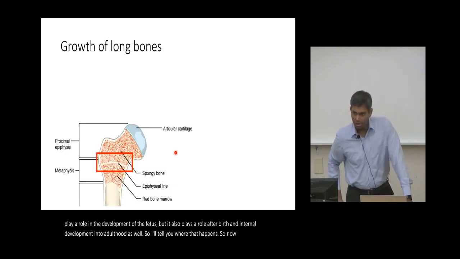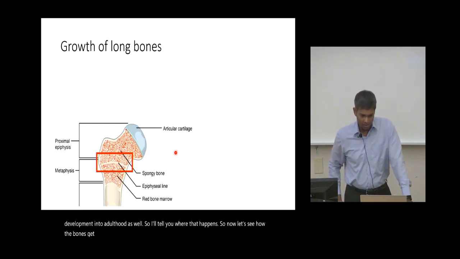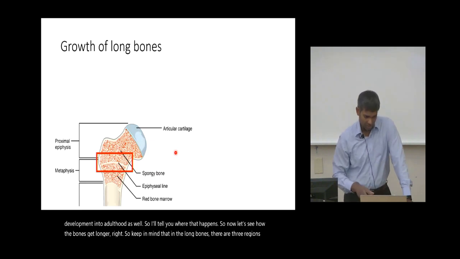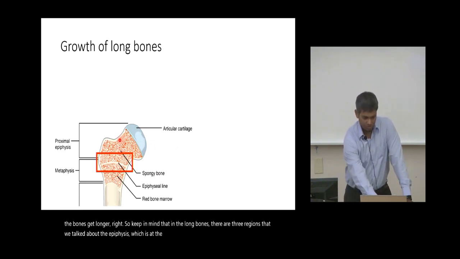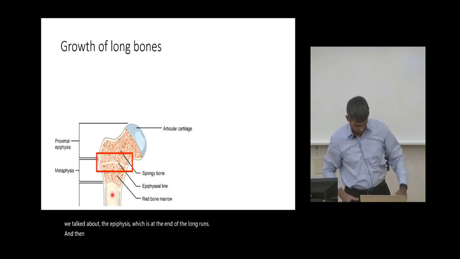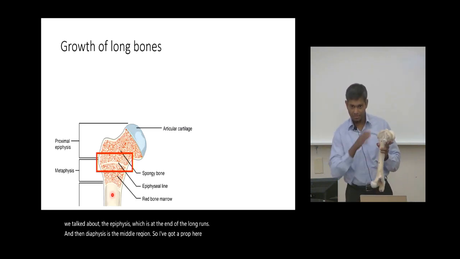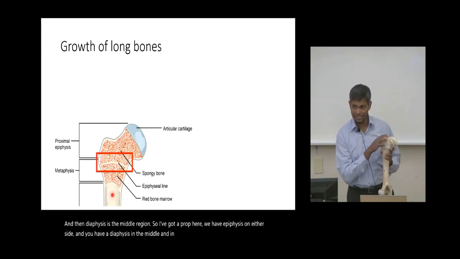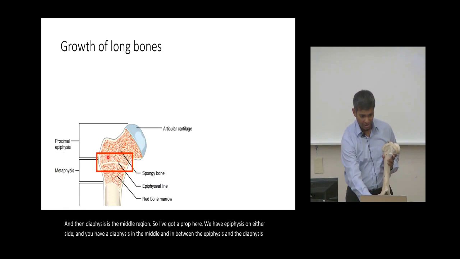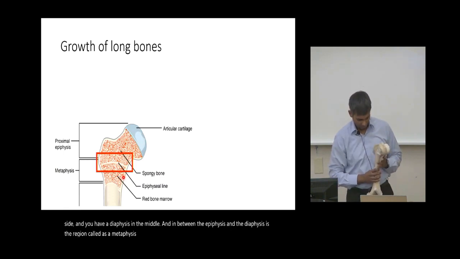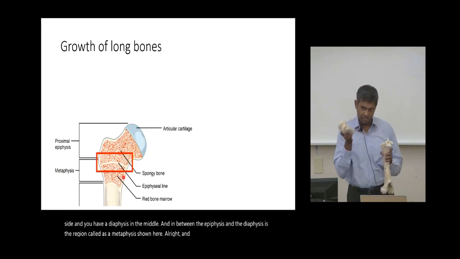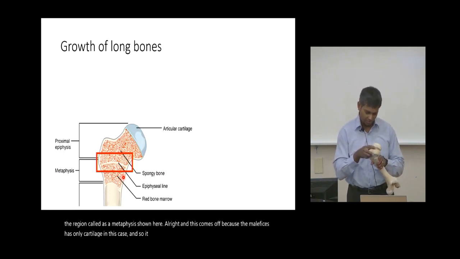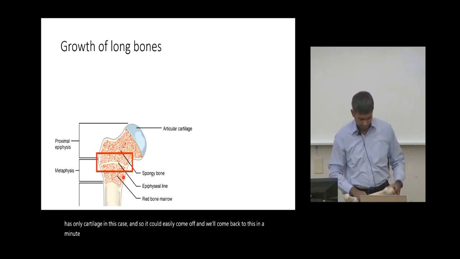So now let's see how the bones get longer, right? So keep in mind that in the long bones there are three regions. We talked about the epiphysis, which is at the end of the long bones, and then the diaphysis is the middle region. So I've got a plot here. We have epiphysis on either side, and you have a diaphysis in the middle. And in between the epiphysis and the diaphysis is the region called the metaphysis, shown here. All right, and this comes off because the metaphysis has only cartilage in this case, and so it could easily come off. And we'll come back to this in a minute, right?